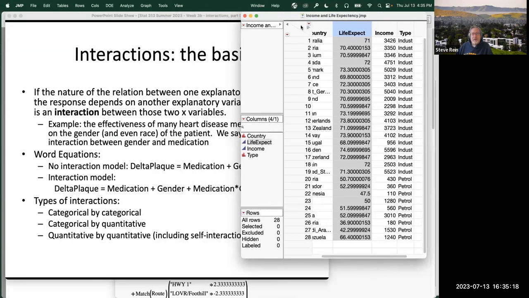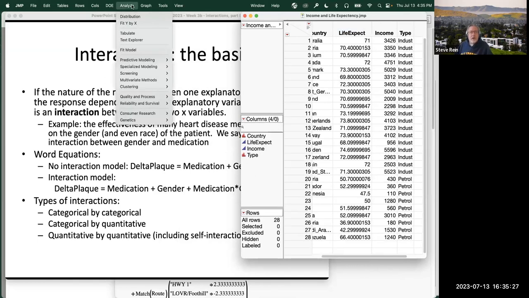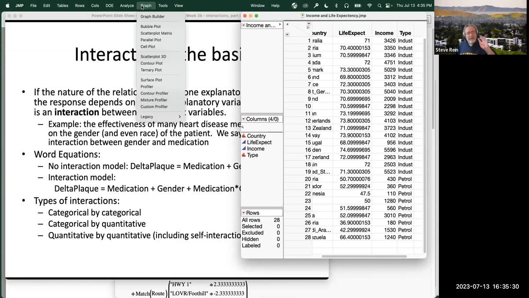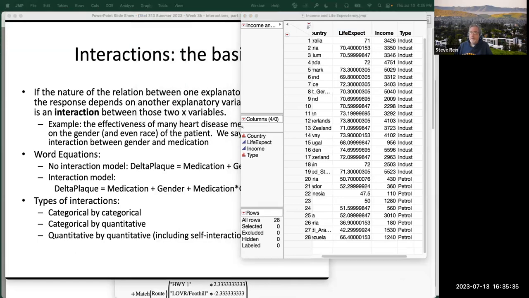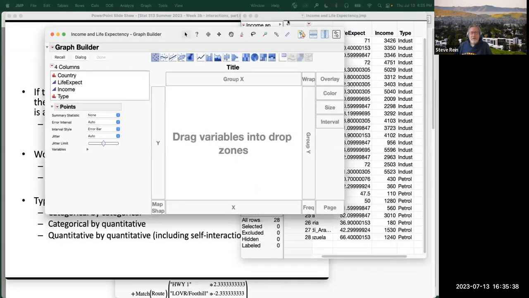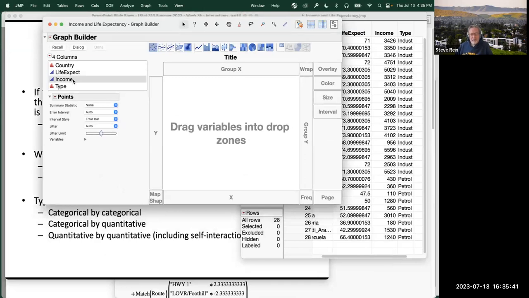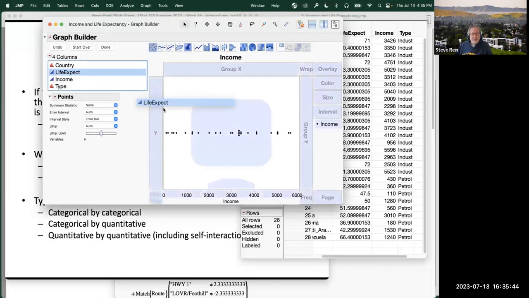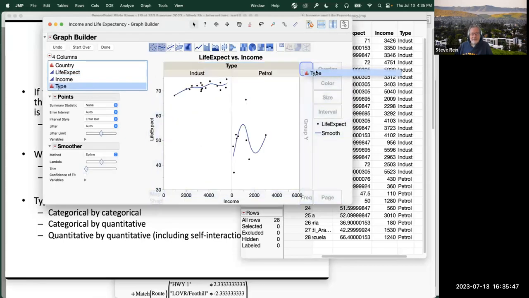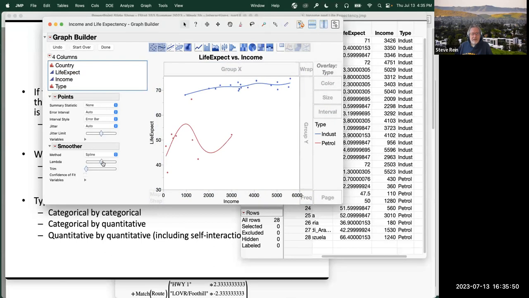There's life expectancy, and it may depend on income, and it may depend on the type of country. Let's fit a model and see what our data want to tell us. Actually, let's use Graph Builder and see what the data want to shout at us, if anything. Looking at graphs often allows you to say, what are the data really saying? Income, life expectancy, you'd say, well, across the types, maybe I'm going to make this straight lines. Two groups, certainly. There is a positive slope in each group, and the slopes are a little different.